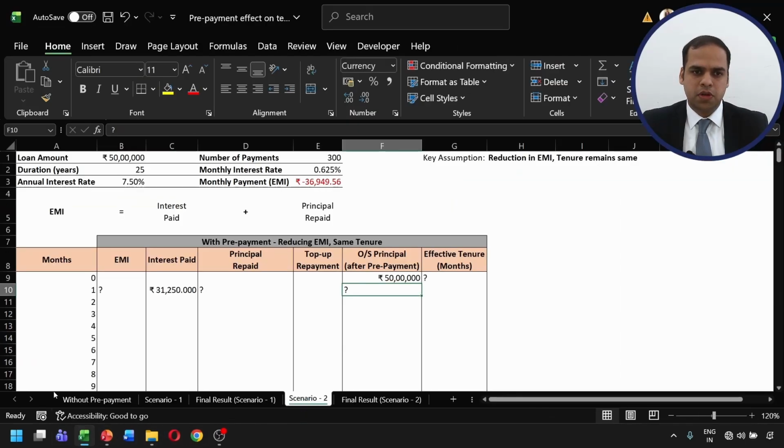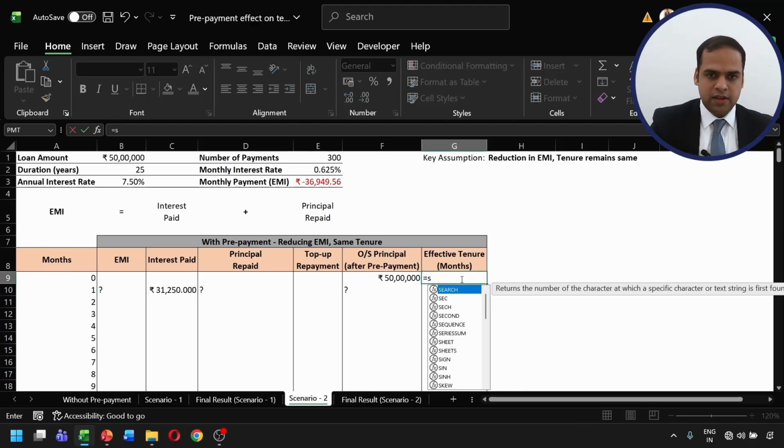Scenario 2. So the loan amount remains the same, the number of payments remains the same. This example is the same and the outstanding principal is 50 lakh rupees which we have taken from here. And to calculate the EMI, interest paid, principal repaid and the top up payment which we are going to make, I am making some changes in this sheet.